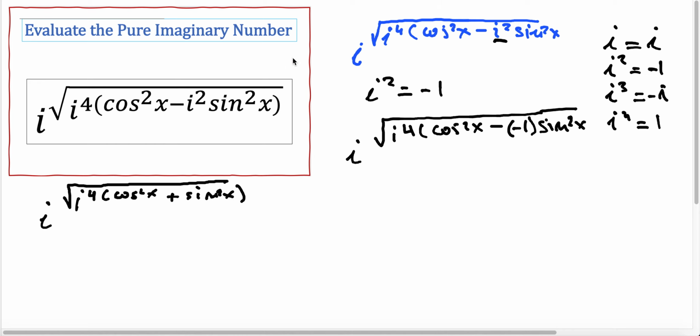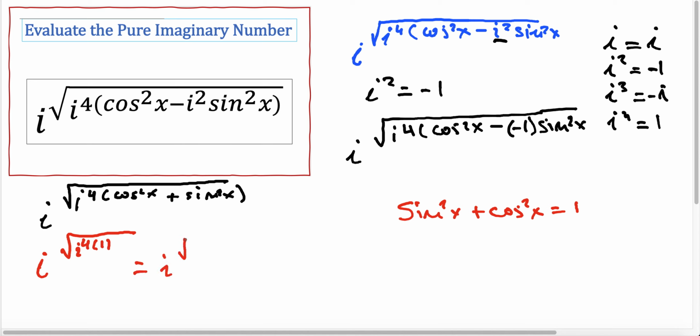And according to the Pythagorean identity, we already know sine squared x plus cosine squared x is equal to 1. Respectively, cosine squared x plus sine squared x is equal to 1. And instead of cosine squared x plus sine squared x, I'm going to substitute 1. So i is going to be i to the exponent square root of i to the fourth, and instead of cosine squared x plus sine squared x here, I am substituting 1. And 4 times 1 is 4.